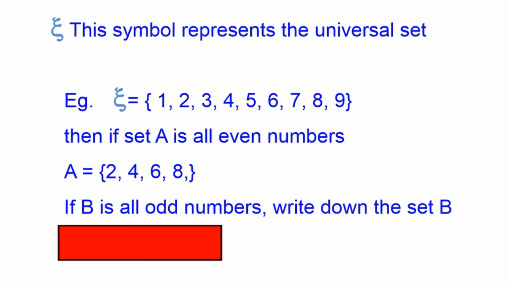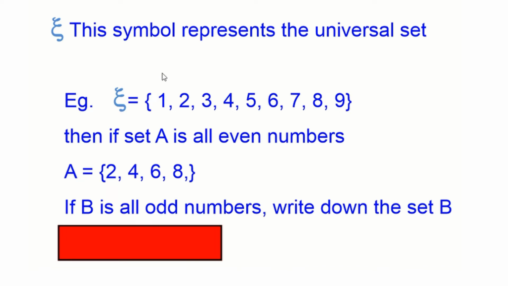The universal set is just the list of all of the elements that we're going to be using within the particular question or problem that we're working with. So for example, we've got this set of numbers, our universal set is the numbers 1, 2, 3, 4, 5, 6, 7, 8, and 9. So we're only going to be using those 9 numbers and no other numbers at all.